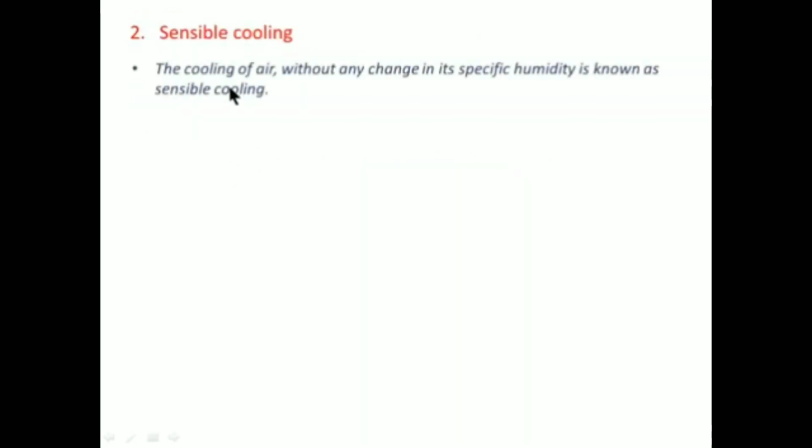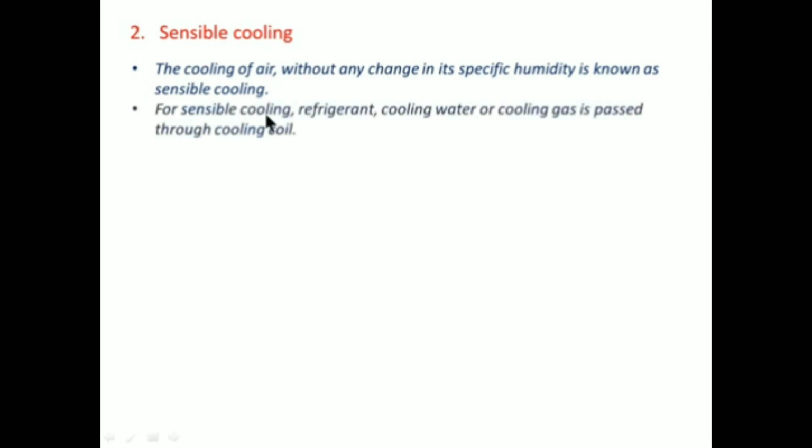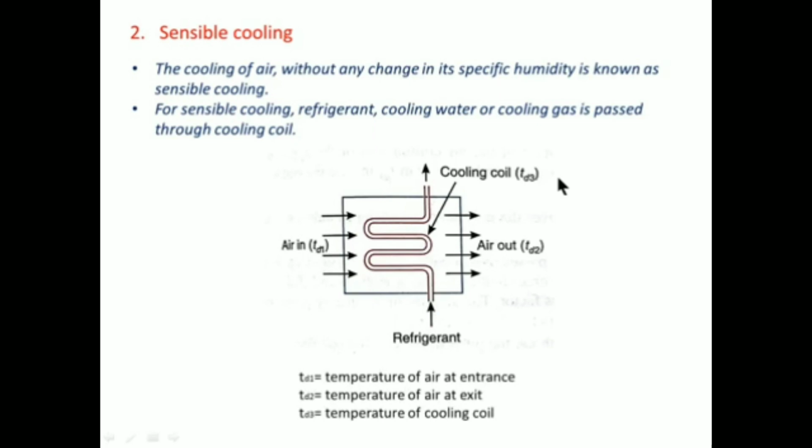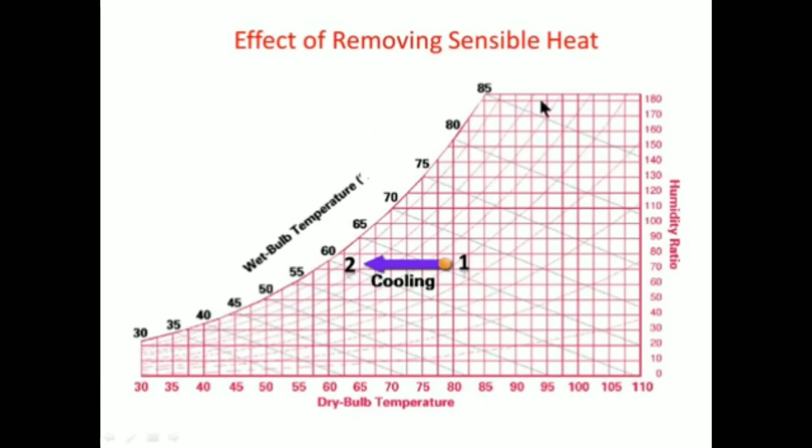Now next is sensible cooling. The cooling of air without any change in its specific humidity is known as sensible cooling. This sensible cooling process is exactly opposite of sensible heating, but the specific humidity is going to be constant here, just the temperature will reduce. For sensible cooling, refrigerant or cooling water or cooling gas is passed through the cooling coil. Air enters at a temperature TD1 and leaves at a temperature TD2 after passing over a coil which is at a temperature of TD3. So this is the effect of removing sensible heat.